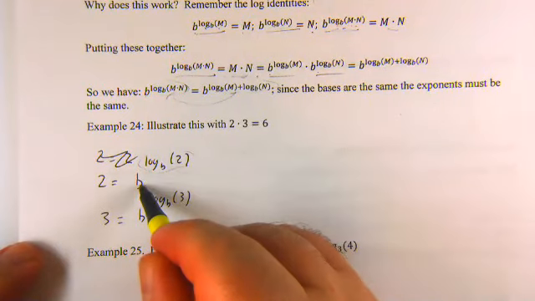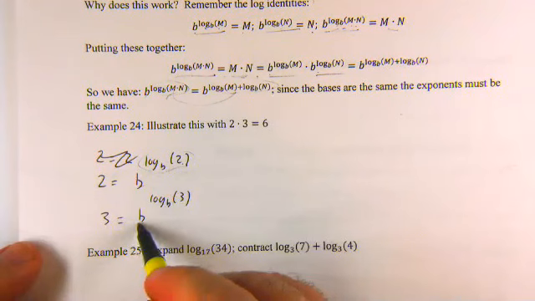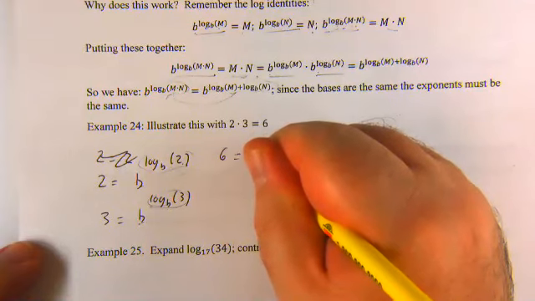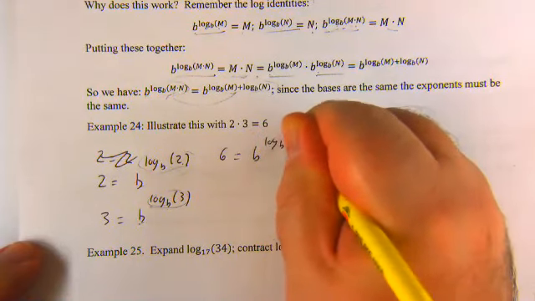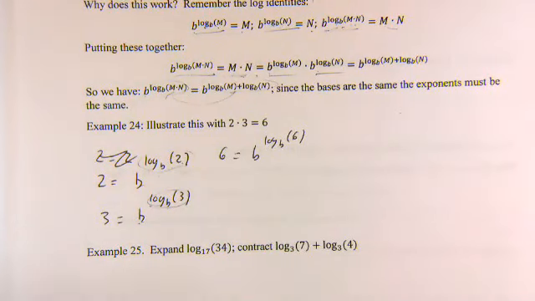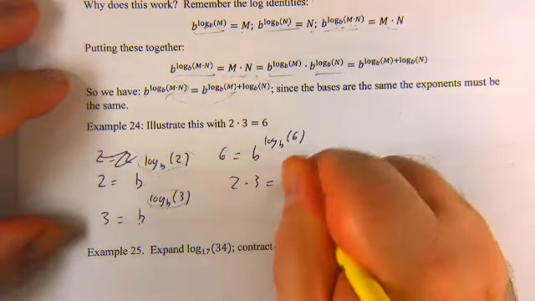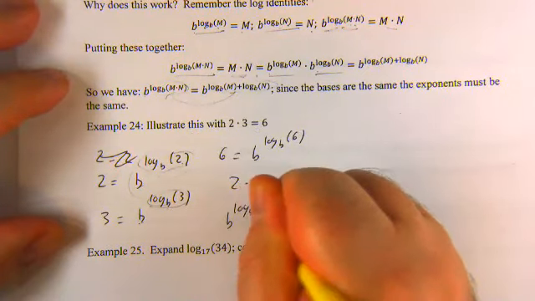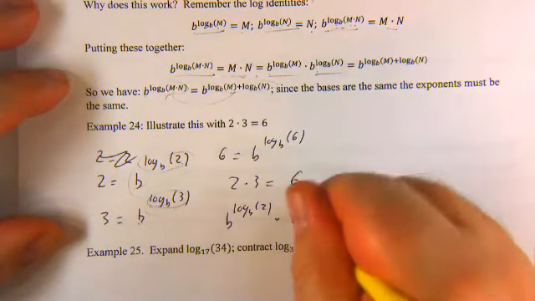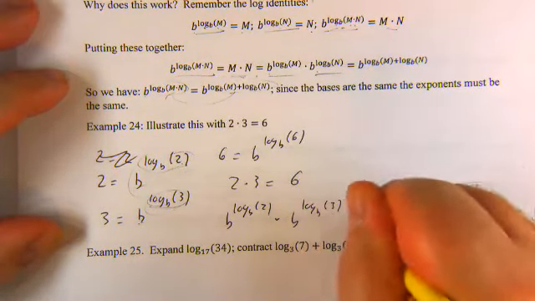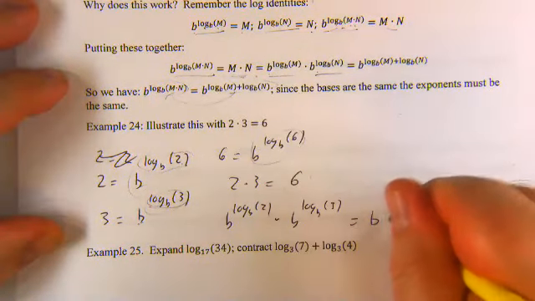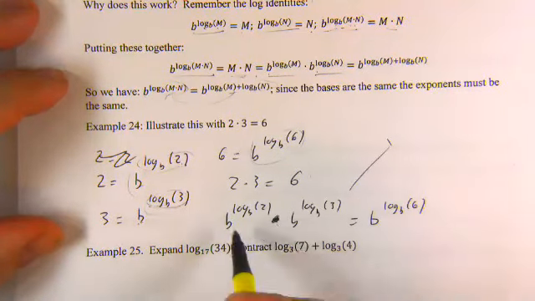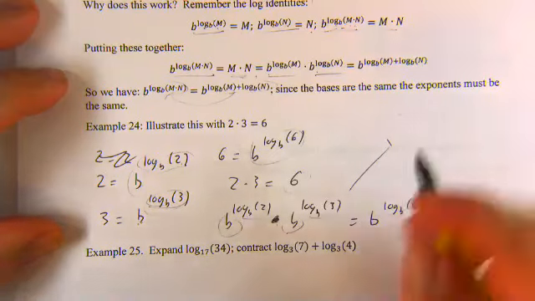This is the power that the base is raised to get 2. This is the power that this base is raised to get 3. And 6 is b raised to the log base b of 6. So 2 times 3 equals 6. What is that? Well, 2 is this, and the 3 is that, and 6 is this. But two things multiplied together with the same base means add the exponents.